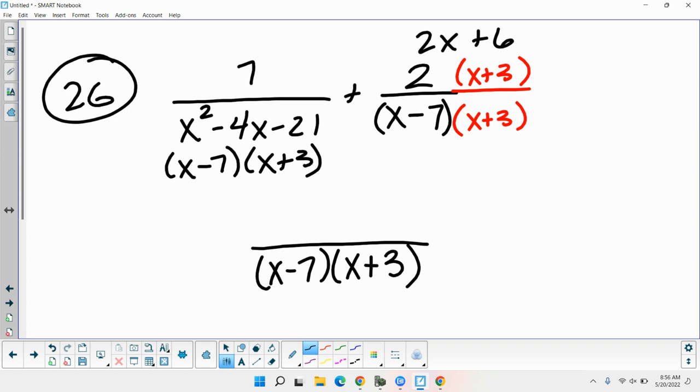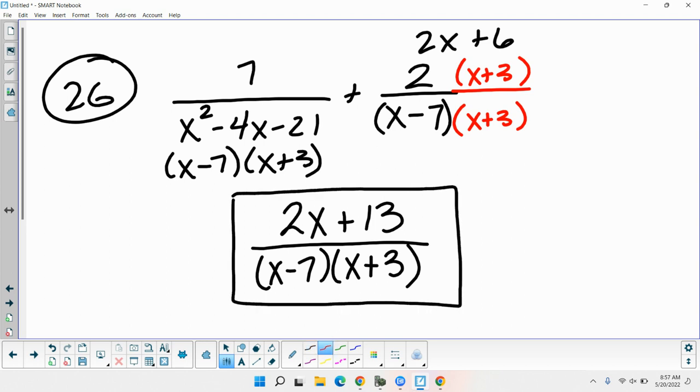So, combining like terms for the addition, 0 plus 2x is 2x, and 7 plus 6 is 13. So there's our answer. We can't factor the numerator, we can't simplify it. Okay? Wait, hold on. Let me take this in first.